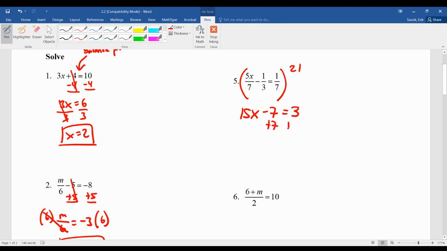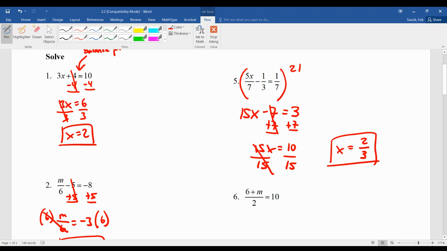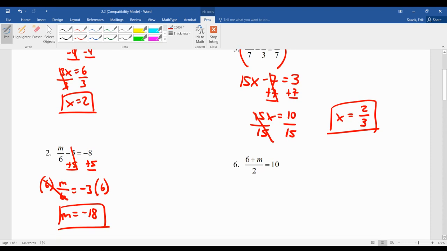I'm going to add 7. I get 15x equals 10. I have to divide by 15. I got x equals 10 over 15. But remember, 10 over 15, you can reduce those terms to 2/3. And that's it. That's a little harder to check, but you could use your calculator to check it. But that's kind of a cool way. So please don't hesitate to go back and look at this one again. It's way easier than probably anything you've learned before.